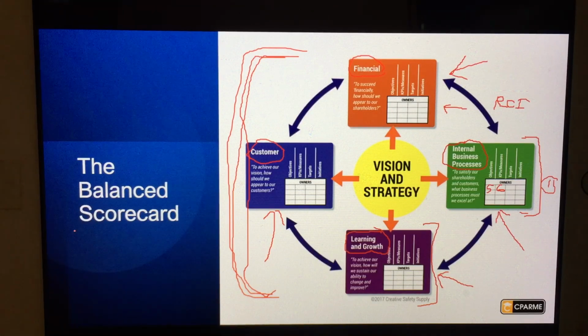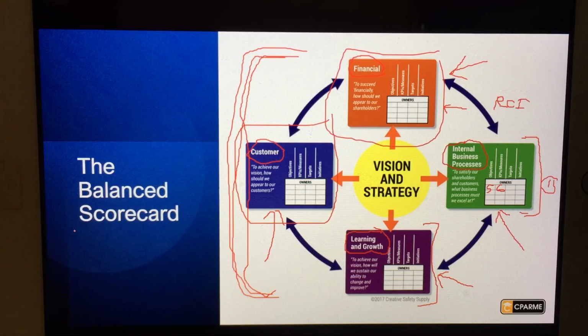And nakalink siya. Hindi yan hiwalay, hindi iba yung financial sa customer. Diba? These are all interrelated. So ideally, yung mga metrics mo sa learning and growth will promote good business processes, which will promote happy customers, which will in turn give us better profits. Diba? Hindi nakasilo or hindi nakaseparate yung mga perspectives natin, which is how a business should be.